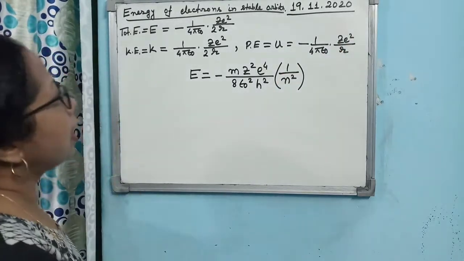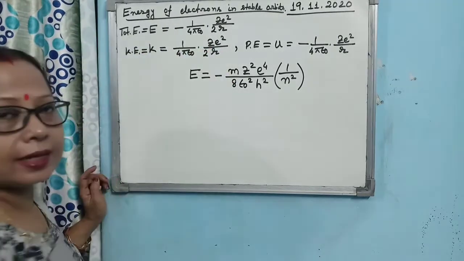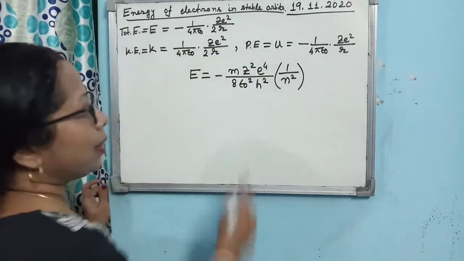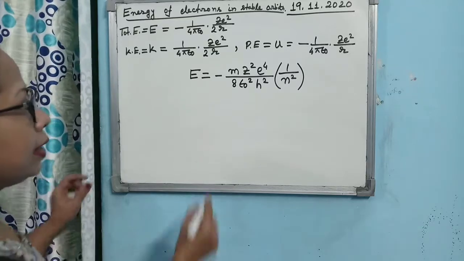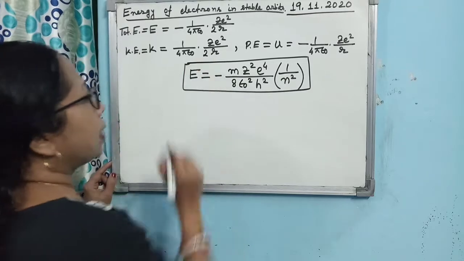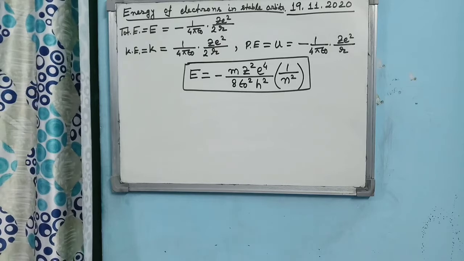Is that clear? Now you see in the expression of the total energy, r is there, the radius of the orbit of the electron. So if you substitute the expression for r that we already got, then we get this relation for energy. It's a very important relation. You have to learn and remember this expression. Energy is given by minus m z square e to the power 4 by 8 epsilon naught square h square into 1 upon n square. Here n is the principal quantum number.